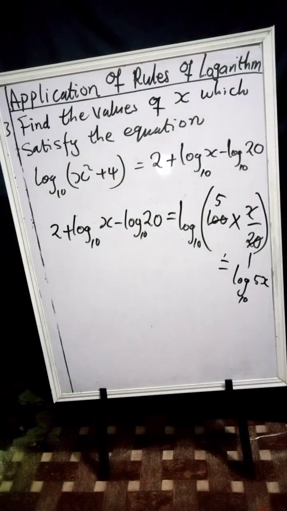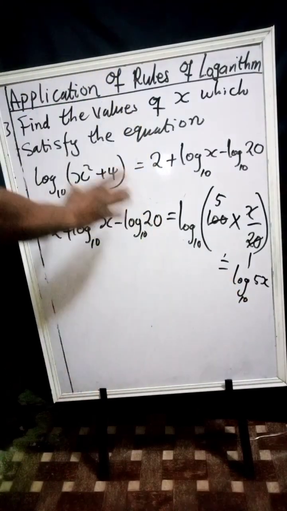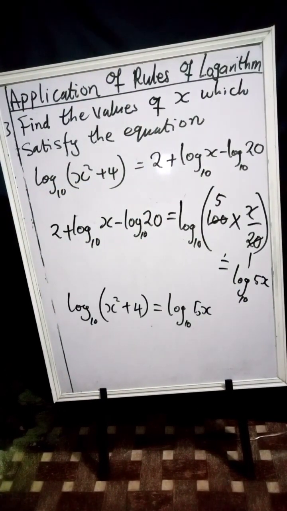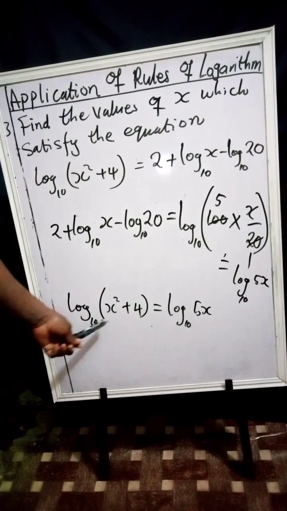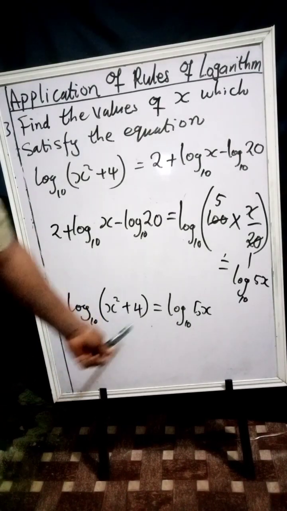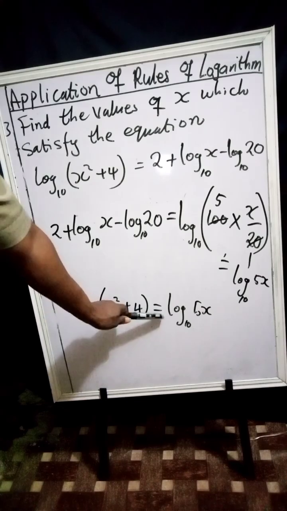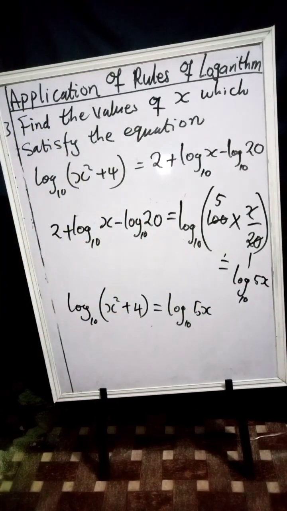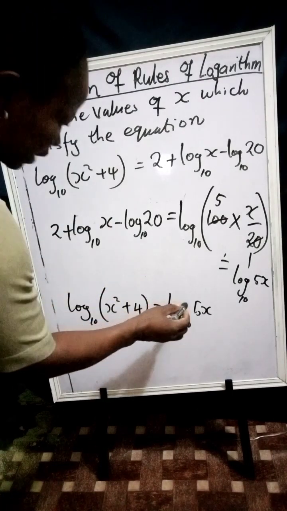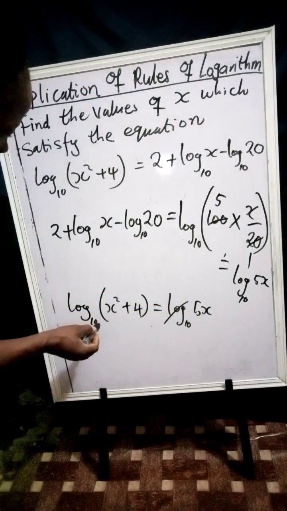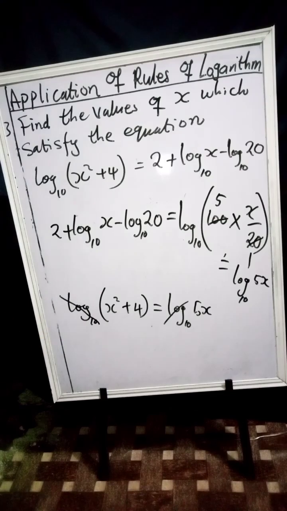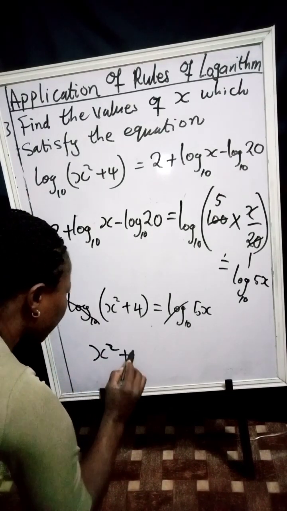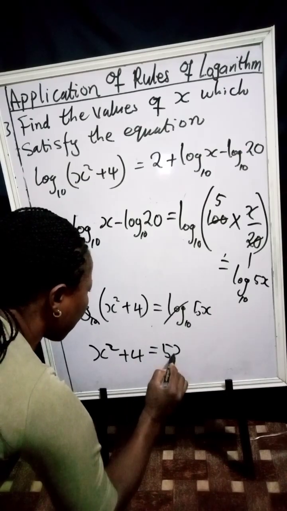So we now can equate this right hand side to this left hand side by saying that the log of x squared plus 4 base 10 is equal to the log of 5x base 10. At this point now, the logarithm can cancel the logarithm. That will drop the logarithm. And then we have that x squared plus 4 is equal to 5x.